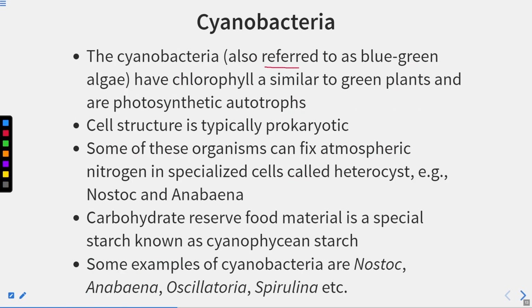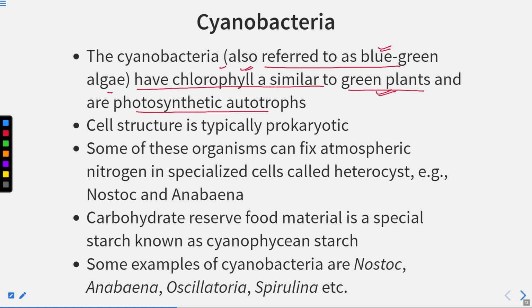Cyanobacteria, also referred to as blue-green algae, have chlorophyll similar to the green plants and are photosynthetic autotrophs. Okay, so these cyanobacteria are also called blue-green algae and they contain chlorophyll similar to the green plants. We normally know that chlorophyll A and chlorophyll B are present in the normal green plant.